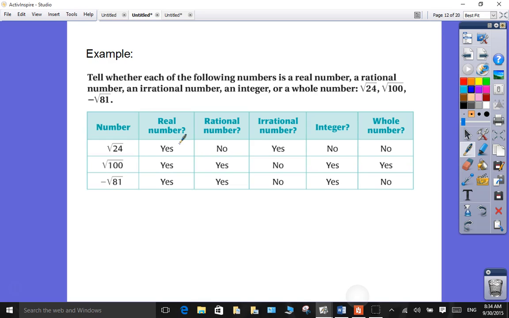So what about negative square root of 81? Is that going to be the same as the square root of 100? What's the one set that negative square root of 81 will not be in that the square root of 100 is in? The whole, right? Because it's negative. And integers are negative, but whole numbers are not. And then the square root of 24. Is 24 a perfect square? No. So that'll be irrational. It's still a real number. Remember, rational and irrational together make up the real numbers.